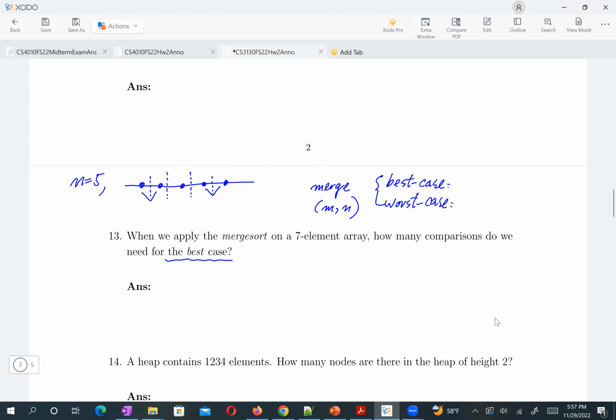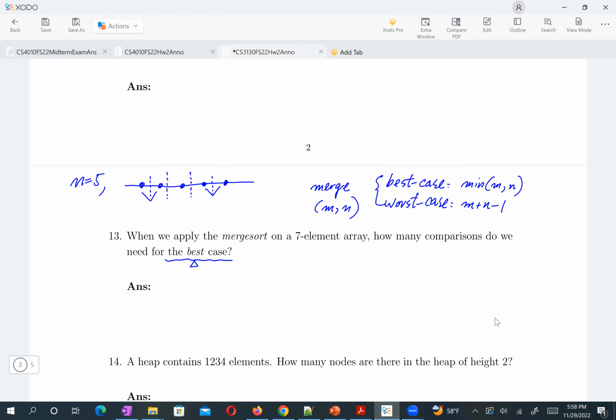So you need to read the question carefully. Here, we just need to apply the best case formula. The best case formula is the minimum of these 2 numbers, m and n. The worst case formula is m plus n minus 1.